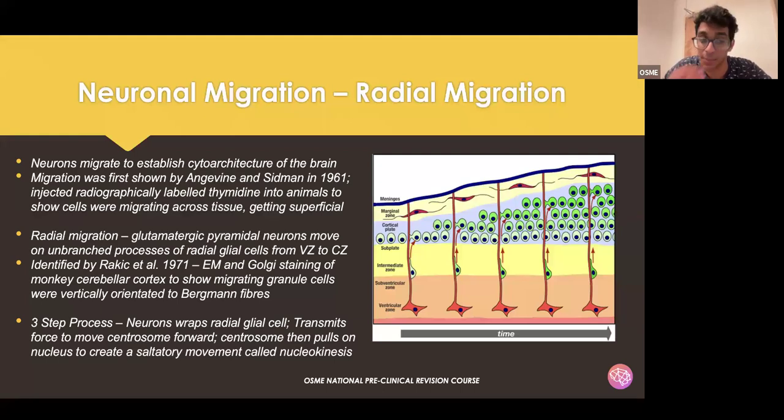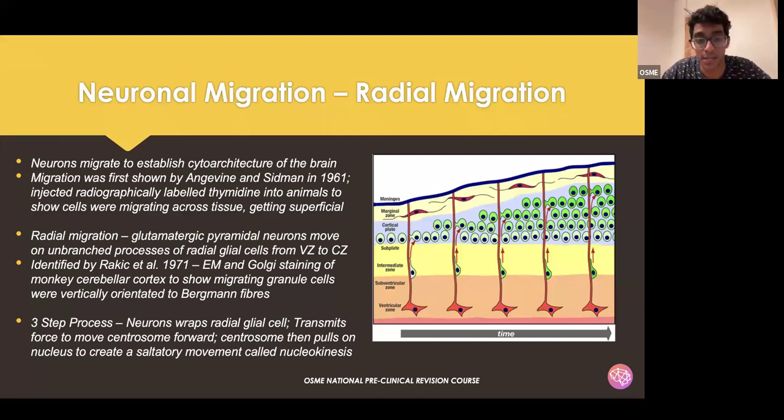So the first type of migration that was identified was radial migration. This was identified by Rakic in 1971. He showed that granule cells in the cerebellum migrate on these Bergmann fibers, which are some of the support structures in the cerebellum. In terms of the cortex, which is the main focus of this particular lecture, more of the cerebellum will be covered in the cerebellum lecture.